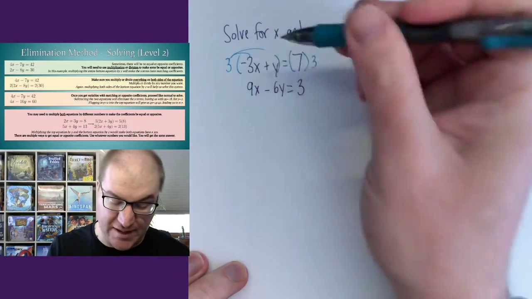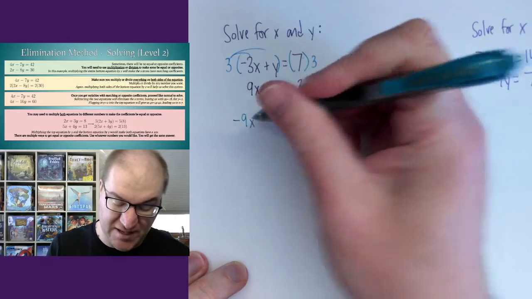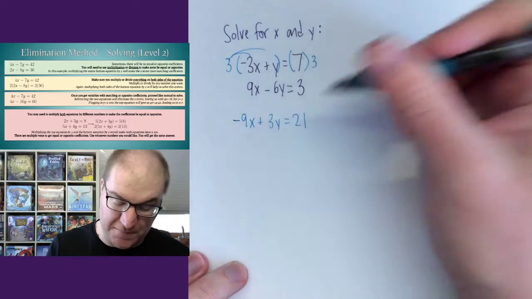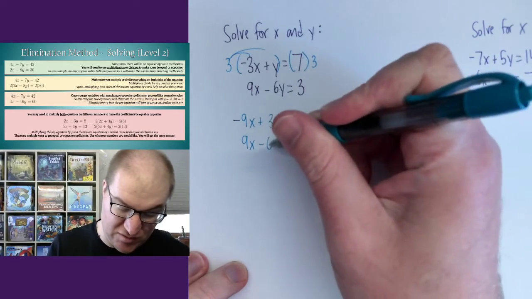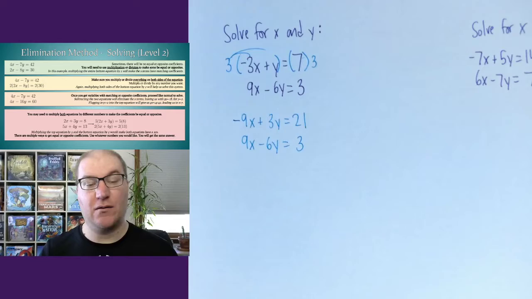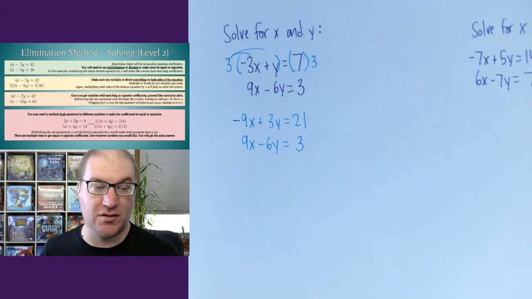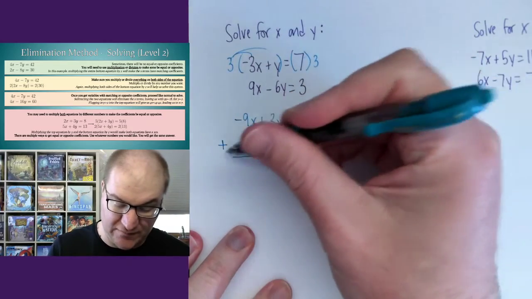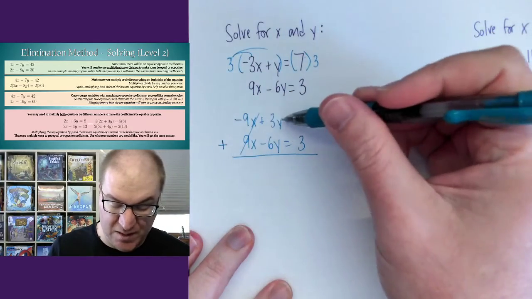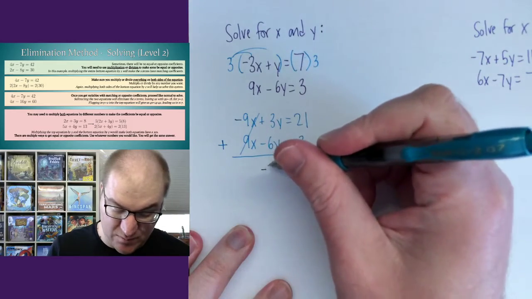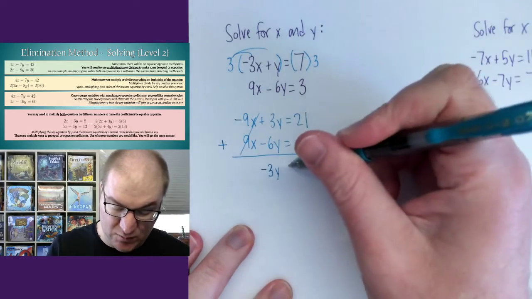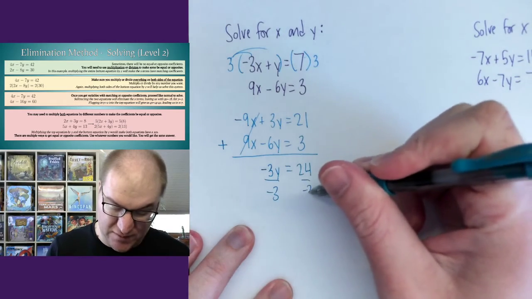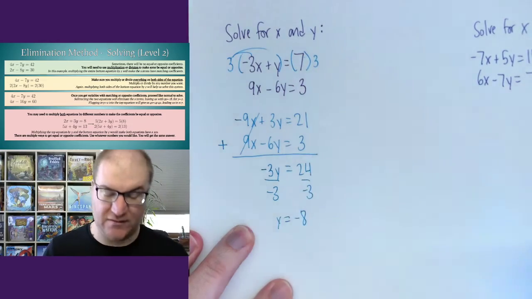And the reason why I did that is now my top equation is going to be negative 9x plus 3y equals 21. My bottom equation did not change. That's helpful to us because now look at the x's. They both have opposite coefficients. Opposite coefficients will go away when we add. So negative 9x plus 9x cancels them out. 3y plus negative 6y is going to be negative 3y. And 21 plus 3 is going to be 24. Divide both sides by negative 3. And I'm going to get y equals negative 8.